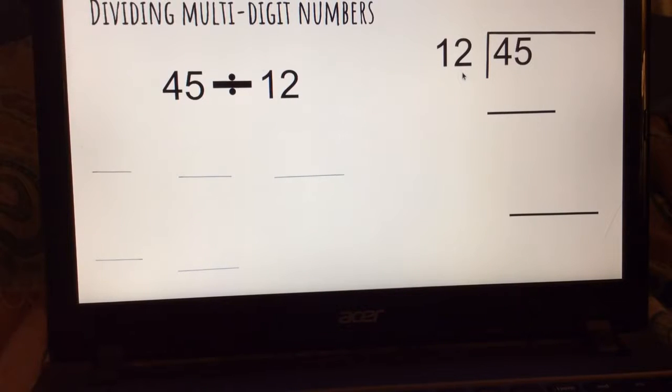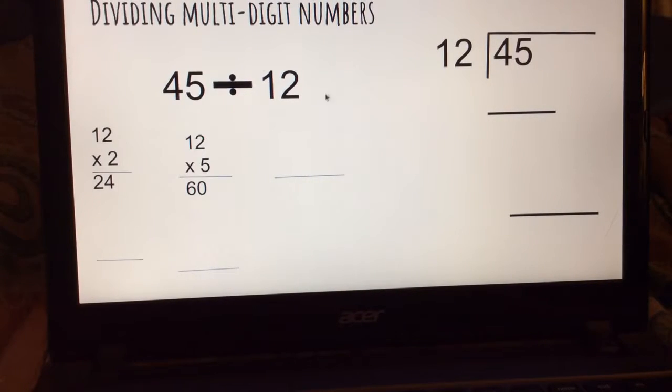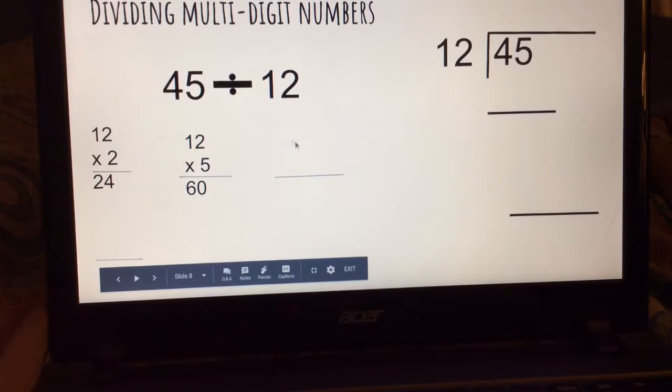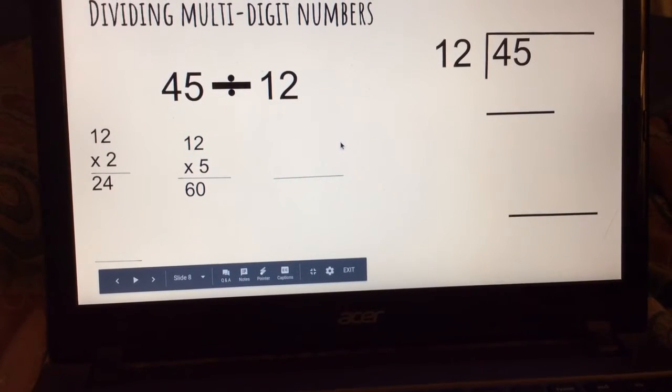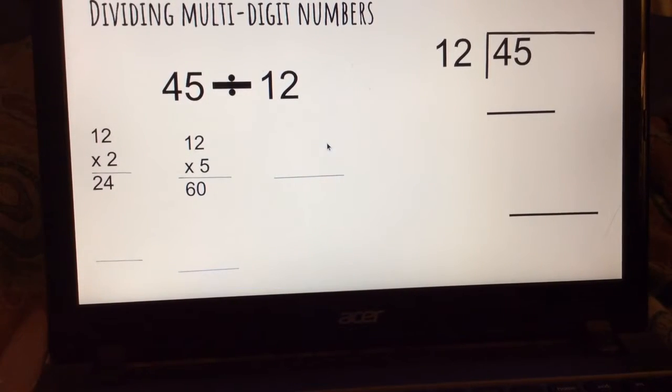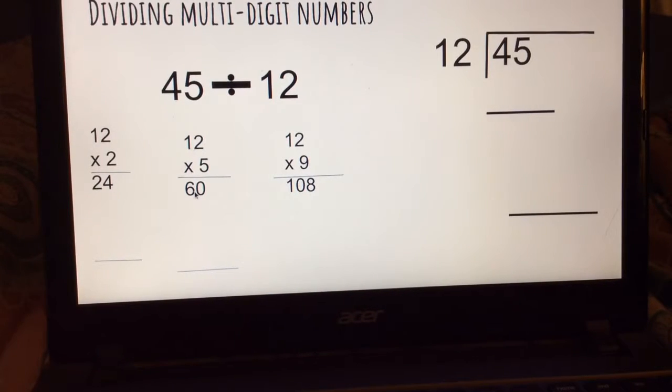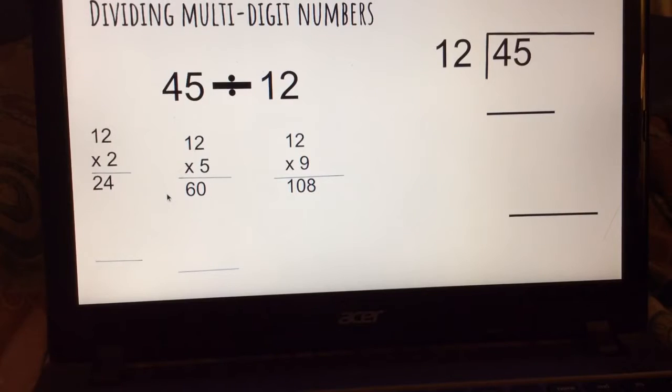And then I'm going to use my rules of 2, 5, and 9. So I'm going to multiply 12 times 2. And I get 24, which is too small. So now I'm going to multiply it by 5, which is too big. But I'm going to multiply it by 9 too, just to show you how we use all three numbers. So in this case, 24, when I multiply by 2, is the closest because 5 is too big. So I'm going to try 3 and see what happens.